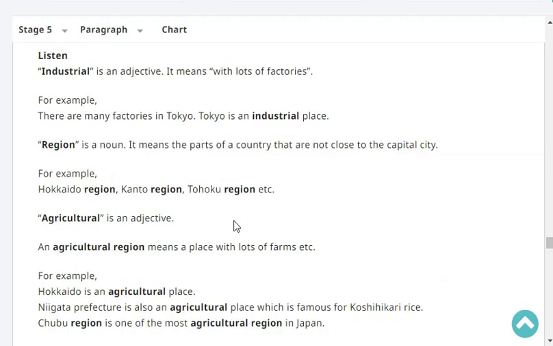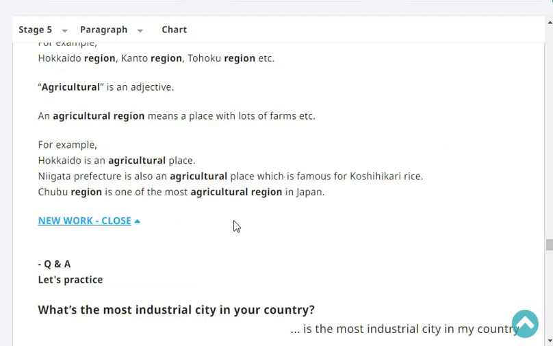Region is a noun. It means the parts of a country that are not close to the capital city. For example, Hokkaido region, Kanto region, or Tohoku region. Agricultural is an adjective. An agricultural region means a place with lots of farms, etc. For example, Hokkaido is an agricultural place. Niigata Prefecture is also an agricultural place, which is famous for Koshihikari rice. Chubu region is one of the most agricultural regions in Japan.